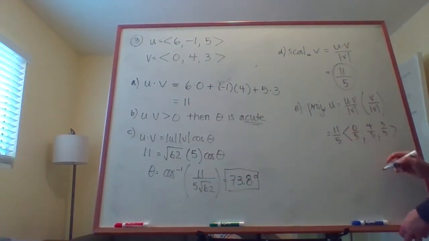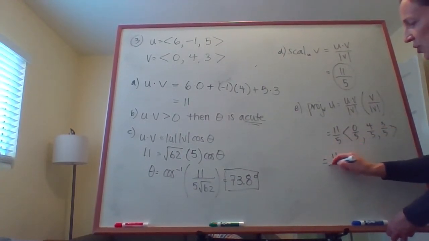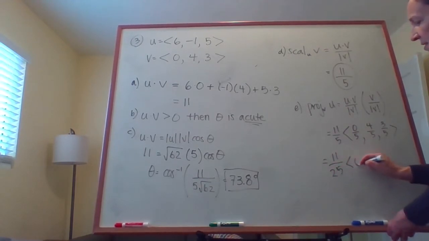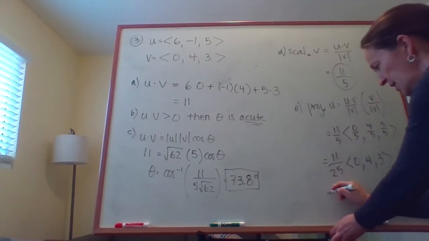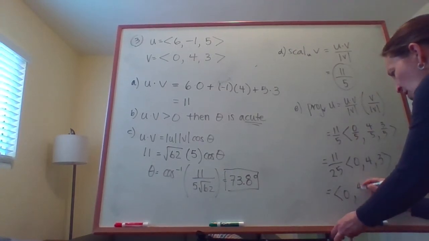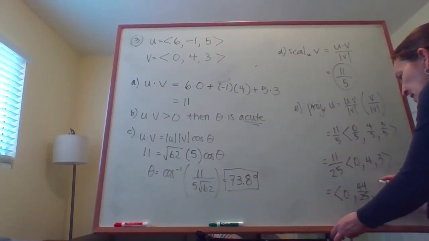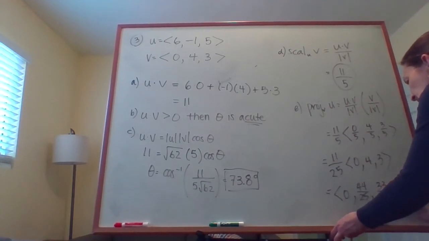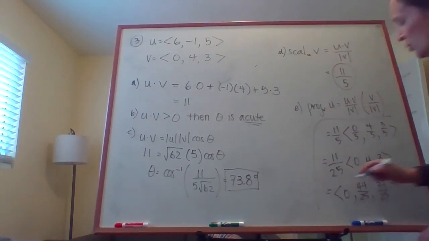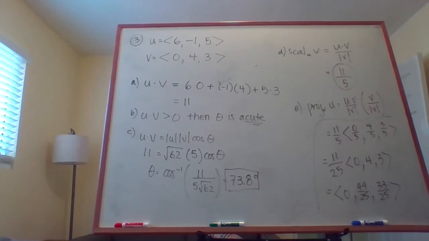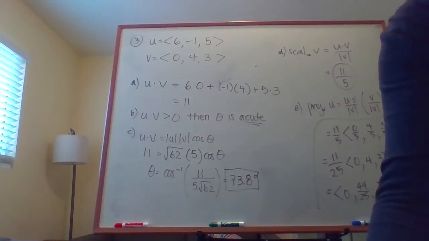And I could pull out the fifths if I wanted to. You could write this as 11/25 times the v vector. You could have distributed in as well and called it 44/25 and 33/25. Any of those three answers would have worked. Okay, and that's problem 3.